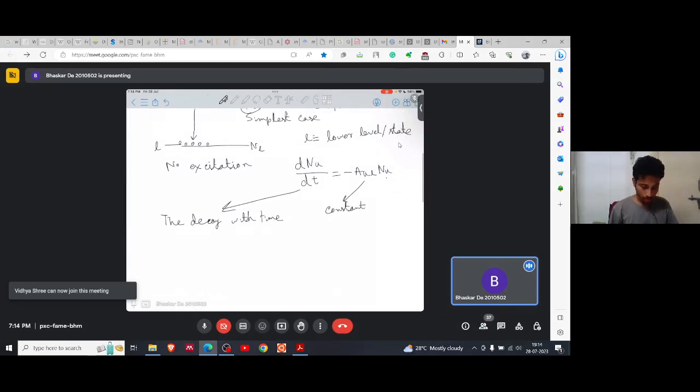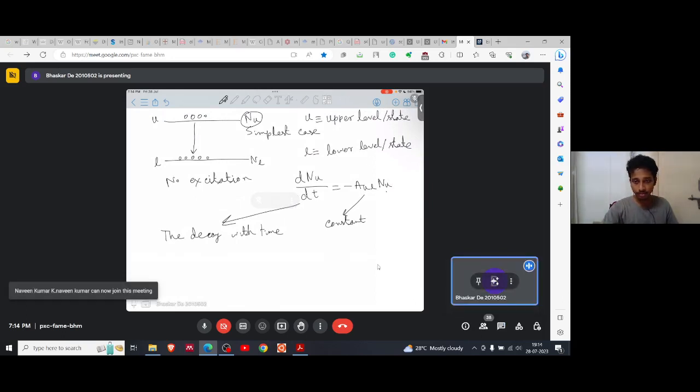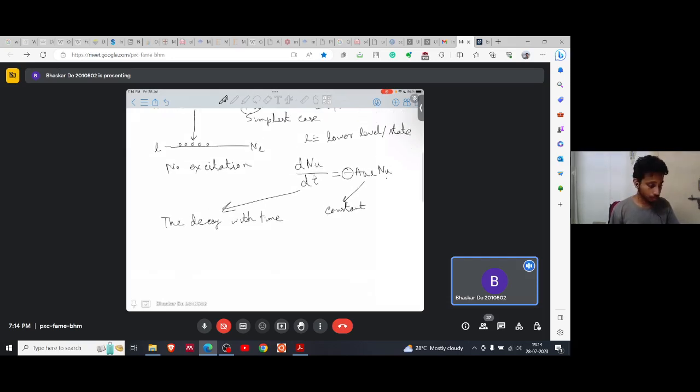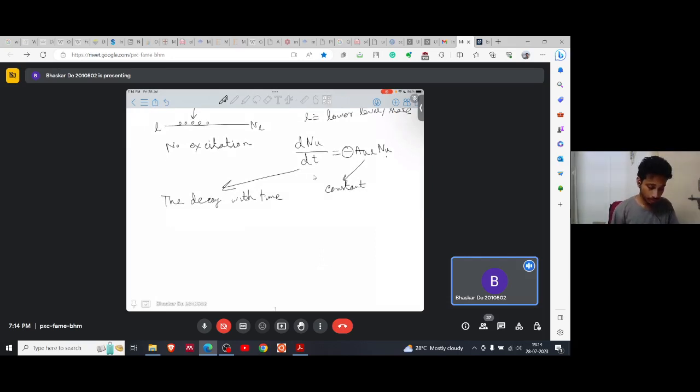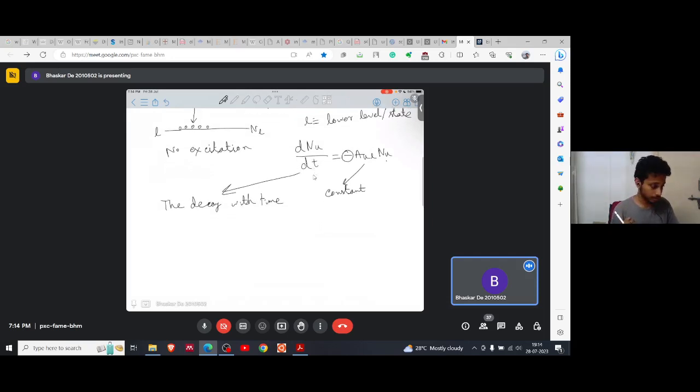Now here dNu/dt is the decay with time at the upper level. You can see that this is the change of Nu with the change of time, and it is equal to minus Aul Nu. Nu is decreasing, so that's why this minus sign is here. Aul is the proportionality constant and Nu is the population of the upper level. So it is a process based on the population of the upper level, or the population density. Here the population is transferring to the lower level, or the excited state population is decaying.